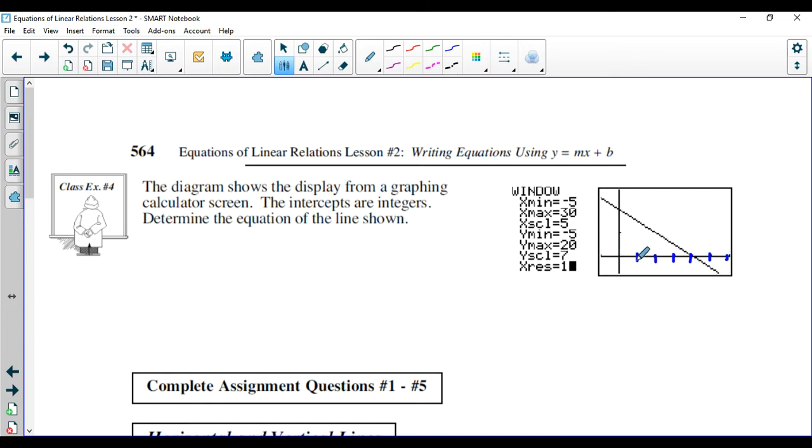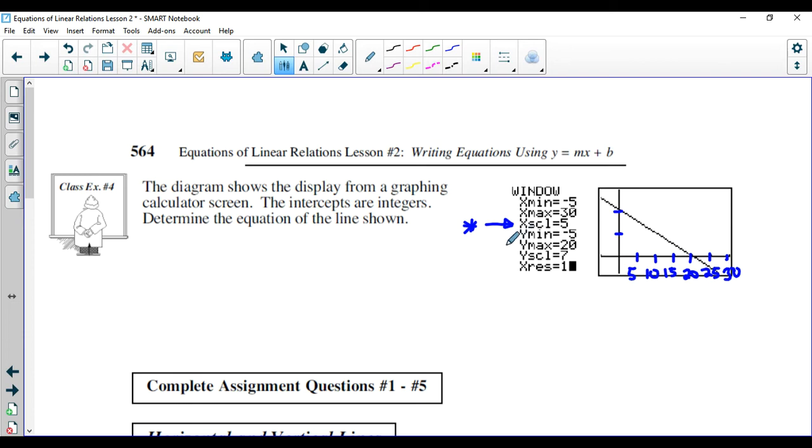Now these grid lines do not go up by 1. To figure out what these grid lines go up by, we need to look at the x scale. The x scale is telling you how much each one of these grid lines goes up by. So each one of these grid lines would be going up by 5. So this would be 5, this would be 10, this would be 15, this would be 20, this would be 25, and this would be 30.